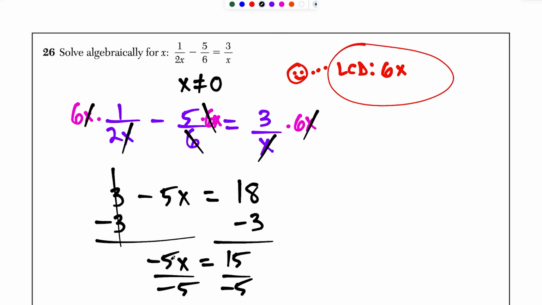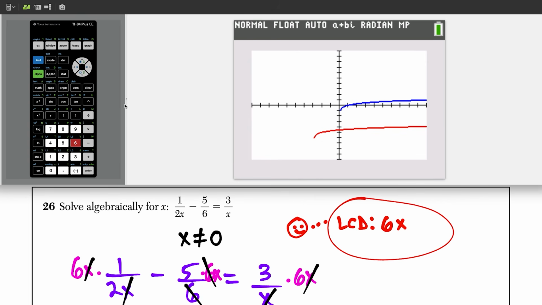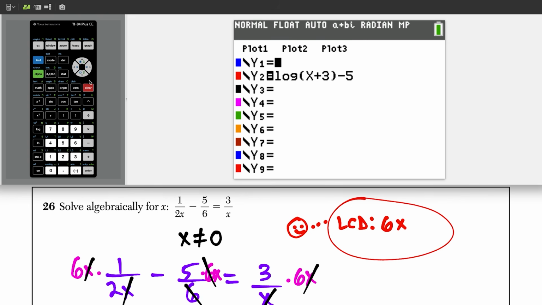And this tells us that x is equal to negative 3, because we're just doing 15 divided by negative 5. Now, one thing, if you're not confident in this algebra, you can just do this question in the calculator, but you're not going to get full credit.